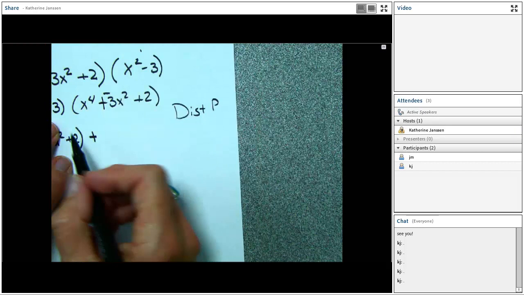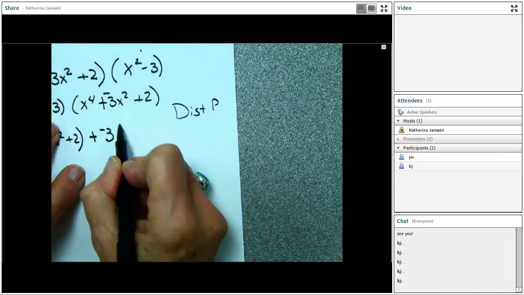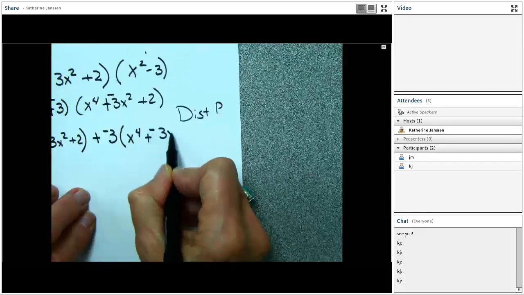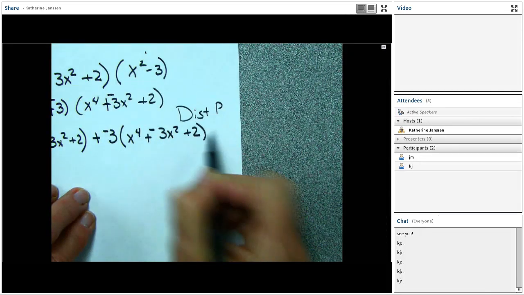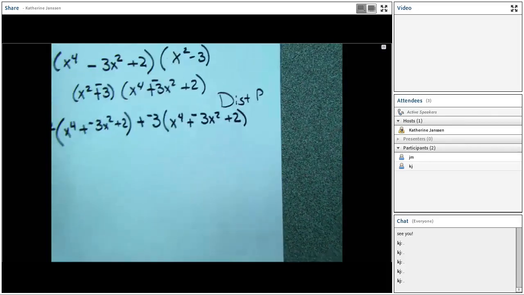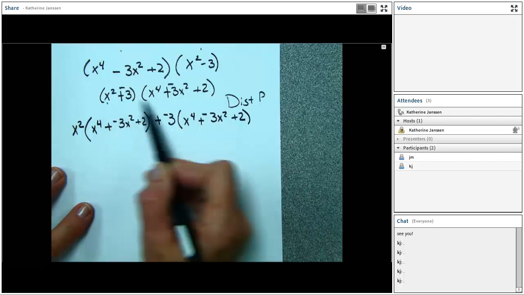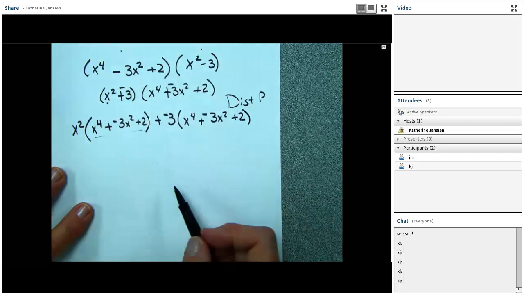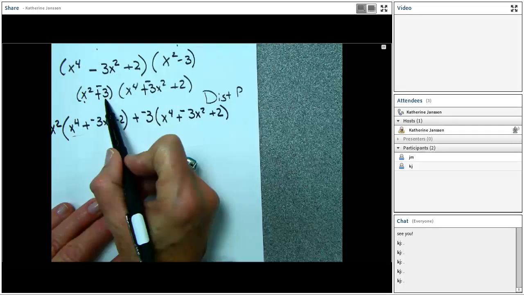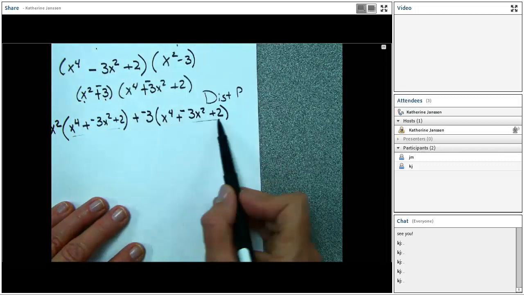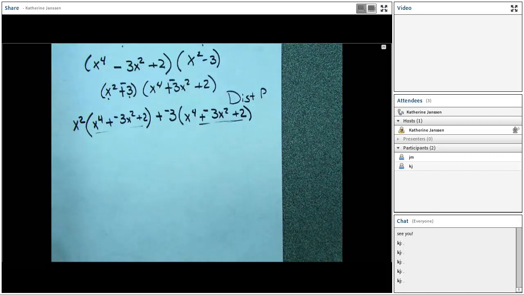I'm going to distribute a -3 times each term in the second polynomial. So now I have the first term of the first polynomial times every term in the second polynomial, plus the second term in the first polynomial times every term in the second polynomial. Go ahead and distribute to expand, and then collect like terms.